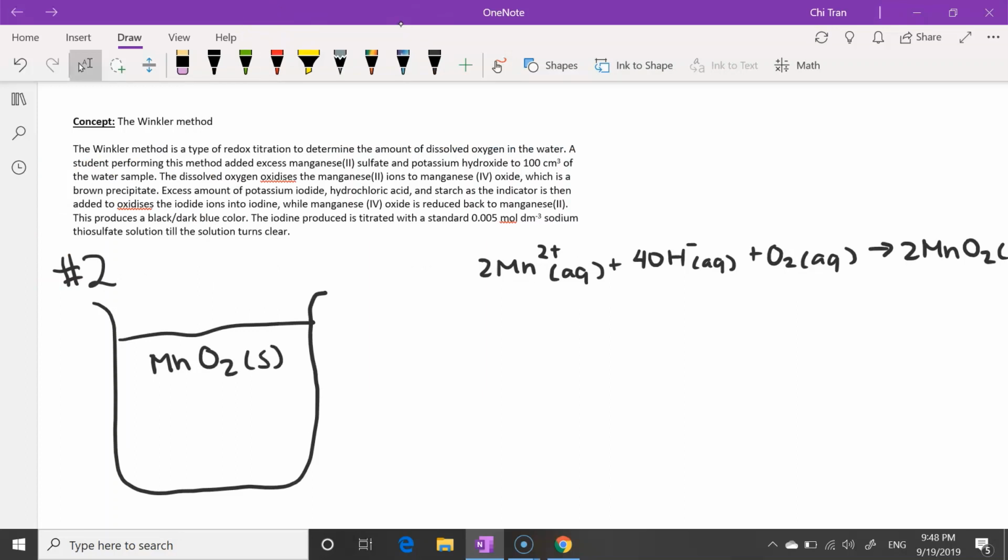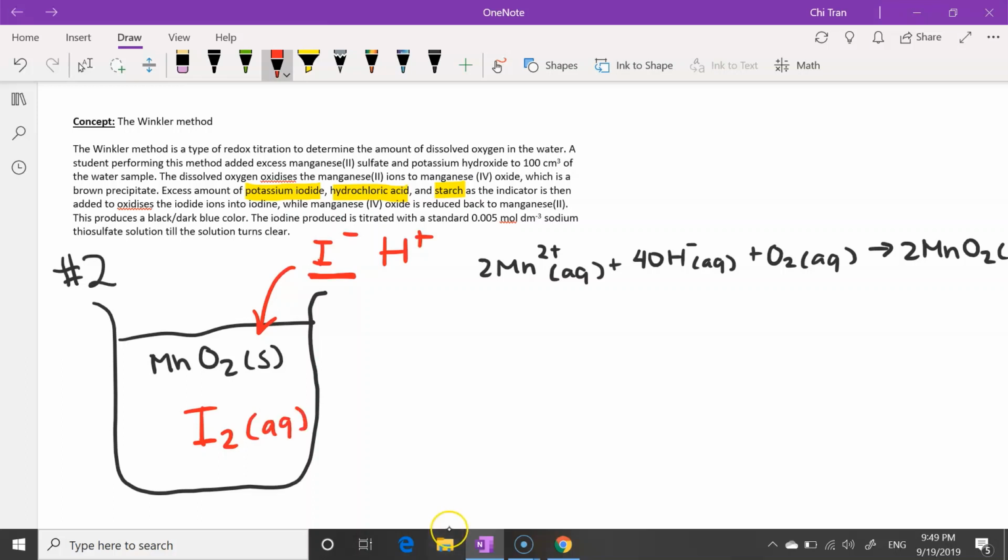For our second step, we're starting off with manganese oxide, which is the most important product from our first step. And from there, we add potassium iodide, hydrochloric acid, as well as starch. But for this example, we don't need to worry about starch. So we have I- and H+. And the important reaction that occurs in the second step is that the iodide ion will react to form iodine, which is I2 (aq).